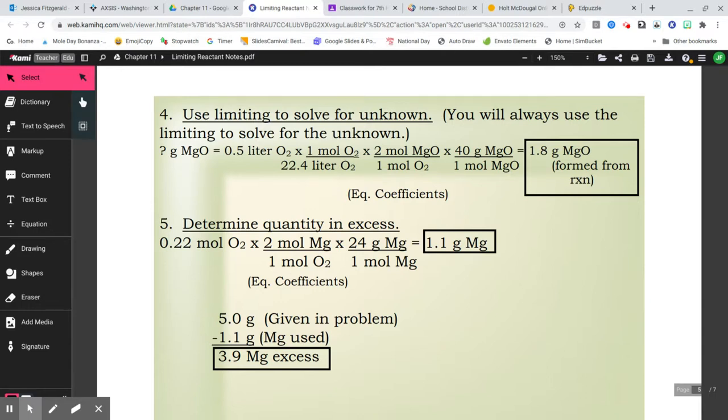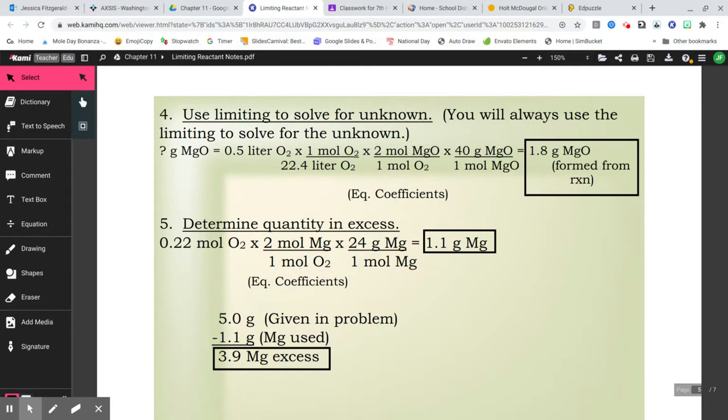Now, for the excess reactant, basically what you would do is, I've noticed I did a shortcut here. So I know this is how many moles of oxygen I have. And we're going to convert that over to mass of magnesium because we're given 5 grams of magnesium. And this is just like using that double mole diagram. Most of the time, I would start with the 0.5 liters, but some students are thinking, well, can I do a shortcut and just go from moles of oxygen to moles of magnesium?